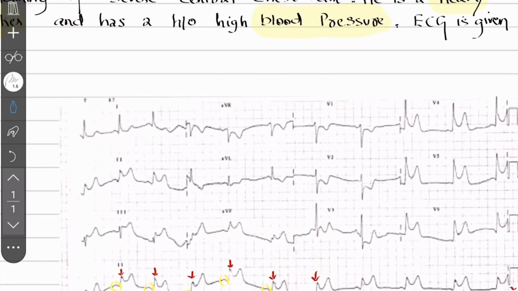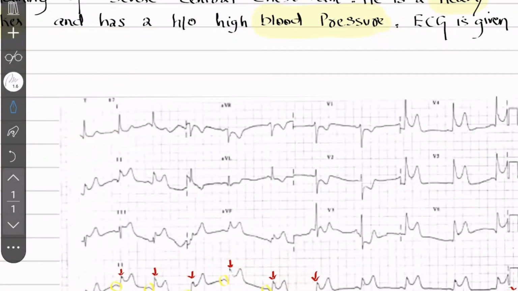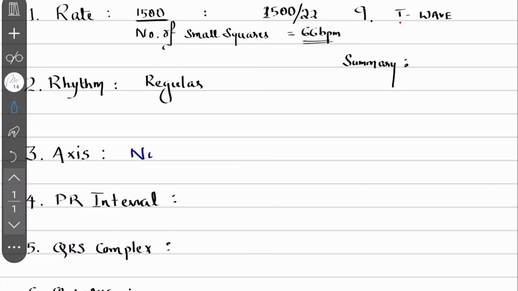For the axis, we check lead 1 and lead aVF. Lead 1 is positively deflected and lead aVF is also positively deflected. If aVF was negatively deflected, we would check lead 2 to see whether it is positively or negatively deflected. If lead 2 is positively deflected, it's a normal axis. If it is negative, then it is left axis deviation. Here both are positively deflected, so it is a normal axis. What does normal axis mean? An axis ranging from minus 30 to plus 90 degrees is normal.